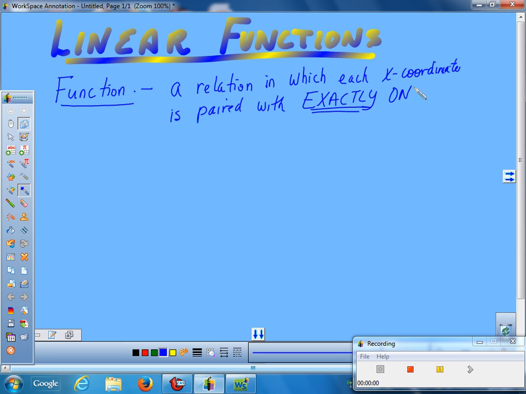One y-coordinate. So you can have no more than one, no less than one. To be a function, each x-coordinate is paired with one y-coordinate. No more. And so we're going to look at functions in a whole bunch of different ways to write them. I'm going to start out with just a basic set of ordered pairs here. And I want you to tell me yes or no, is this a function? Is each x-coordinate paired with just one y-coordinate?